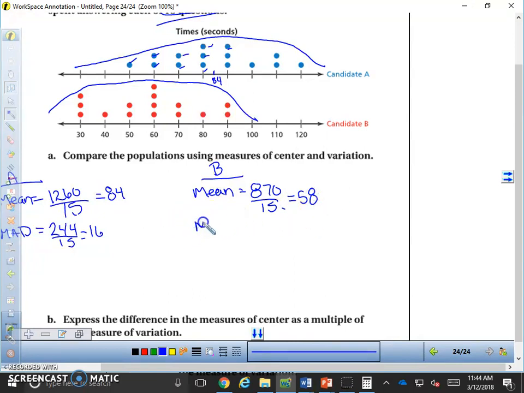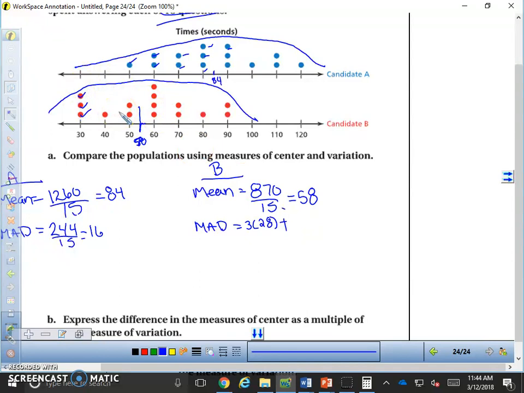Now let's find our MAD. This is what takes a lot of work, but it helps keep us from being biased. We're talking about the distance from each point to 58. So the distance between 30 and 58 is 28. So now I'm just going to look at that, and there's 3 of them. So 3 times 28, plus, I got those 3.